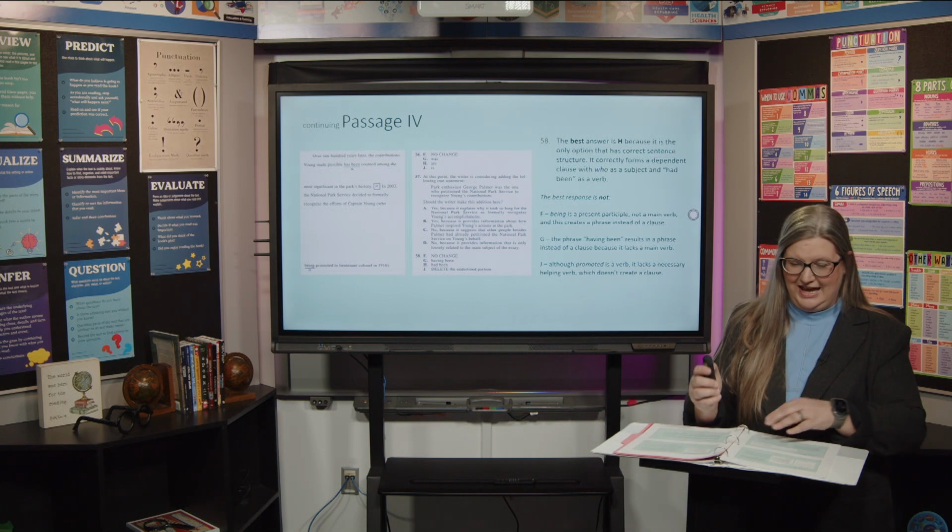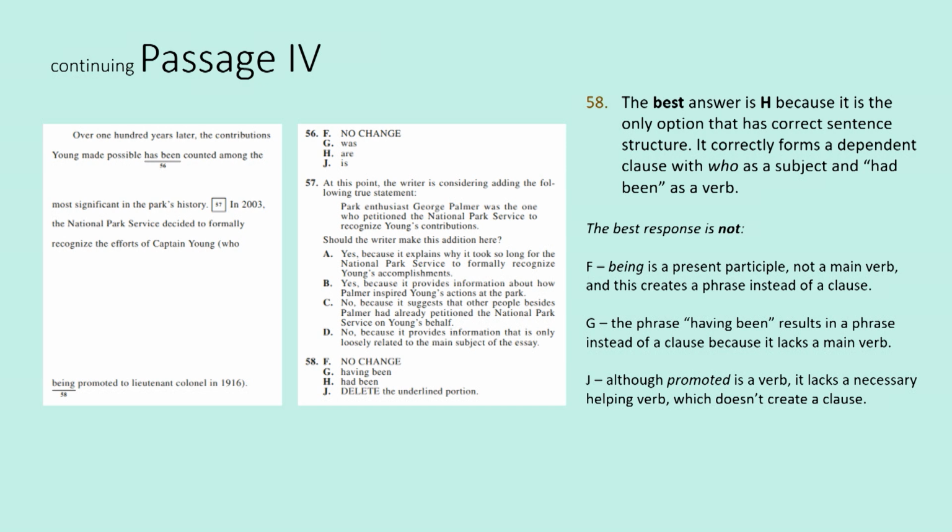Okay, let's look at 58. The best answer is H because it is the only option that has the correct sentence structure. It correctly forms a dependent clause with the word who as a subject and had been as a verb. The other response is F. Being, the word being, is a present participle. It's not a main verb. And so this creates a phrase instead of a clause.